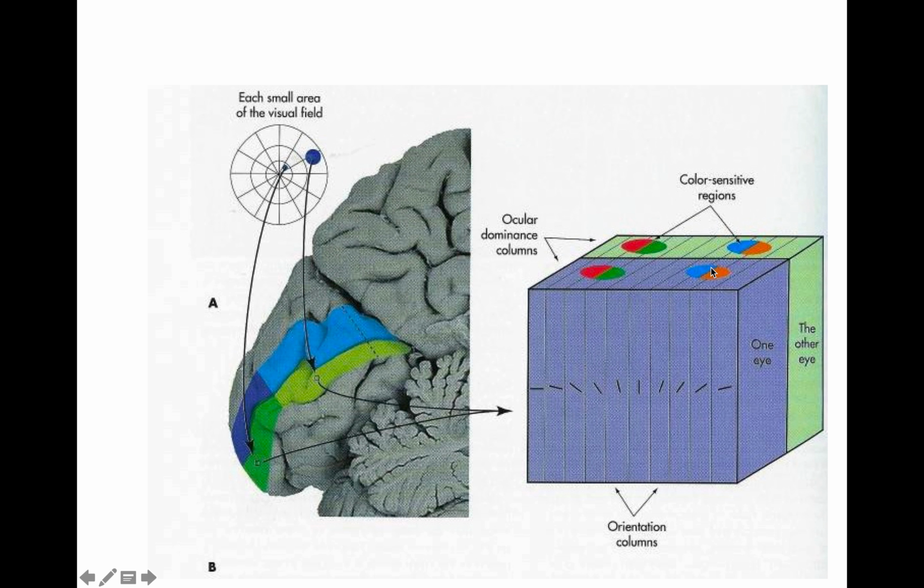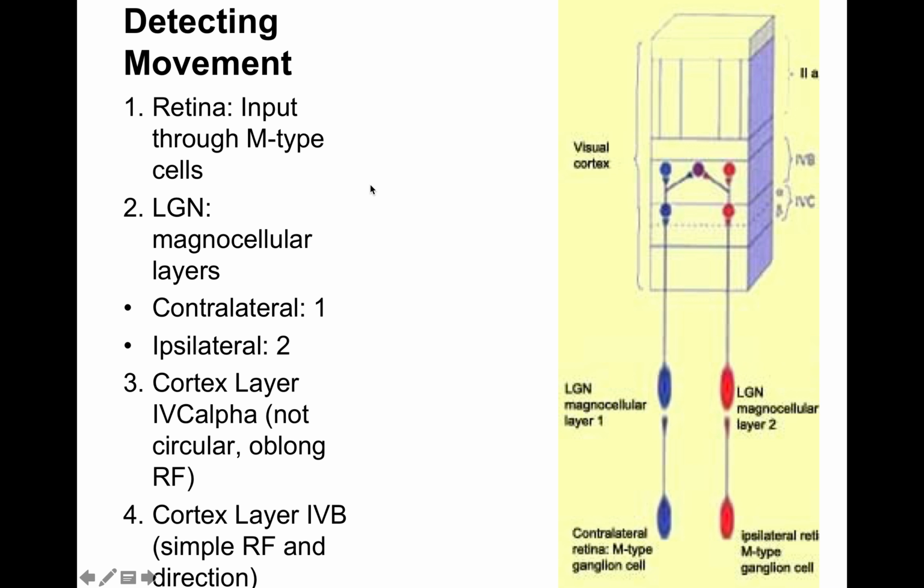So if we look at that, we can see how this information is being passed through. There are actually different types of channels that are responsible for processing visual input. What we're looking at in this depiction is a retinal ganglion cell, like an M-type retinal ganglion cell, that passes the information onto the lateral geniculate nucleus, which in turn passes it onto the visual cortex.